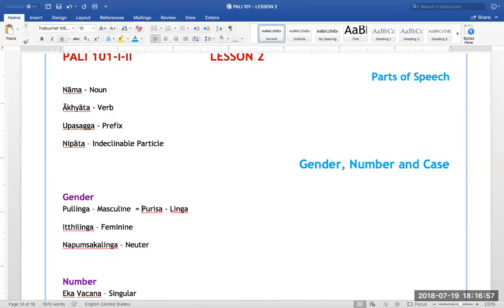Purisa Linga. And Itilinga here. Iti means woman, and Linga again means gender. Right. So apart from these general categories, all the others belong to Napunsaka Linga. Napunsaka Linga means neuter gender.